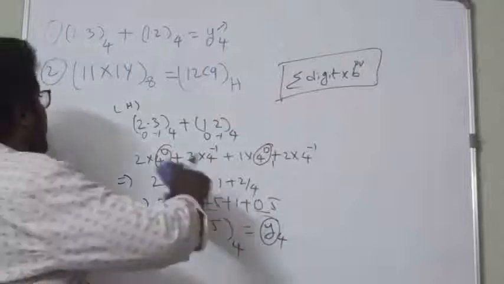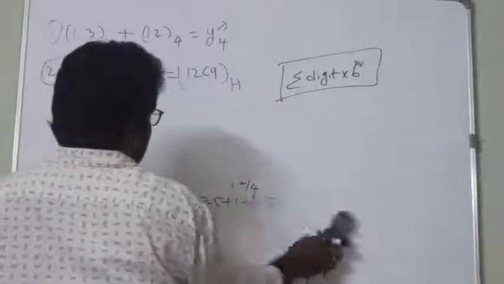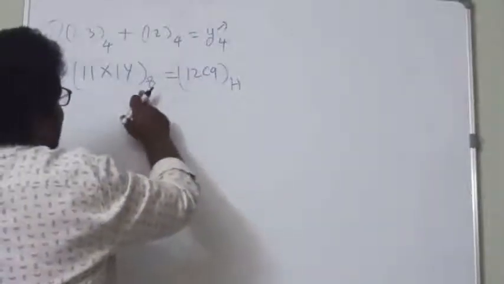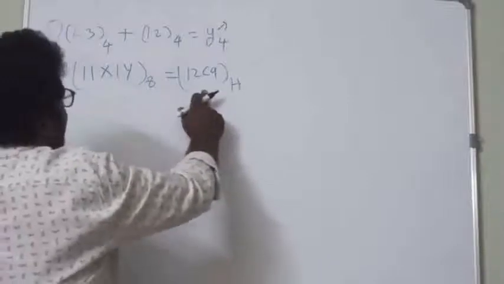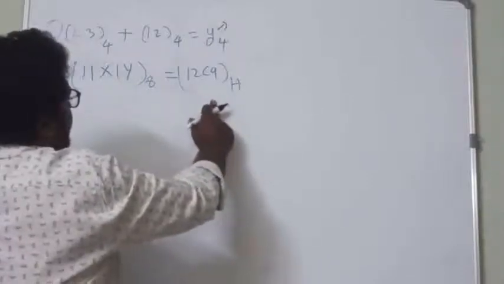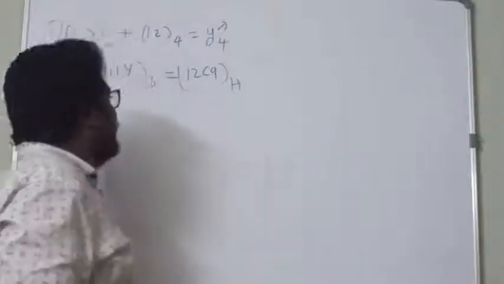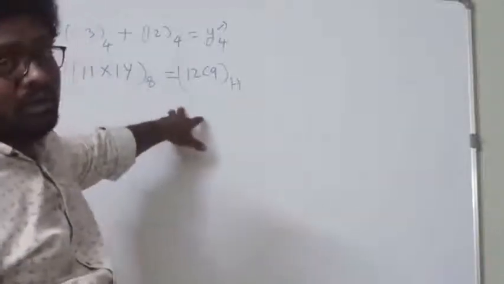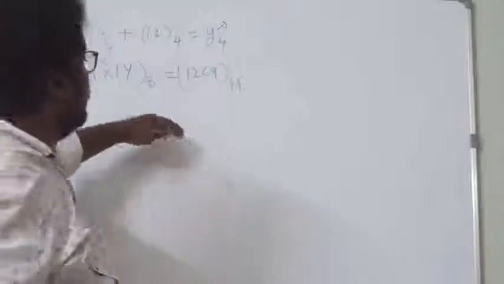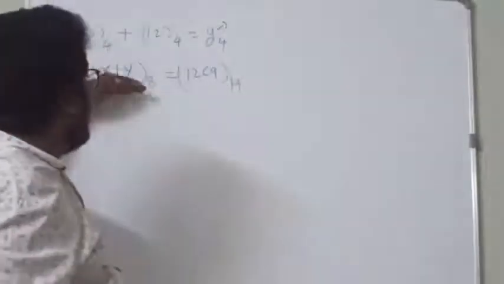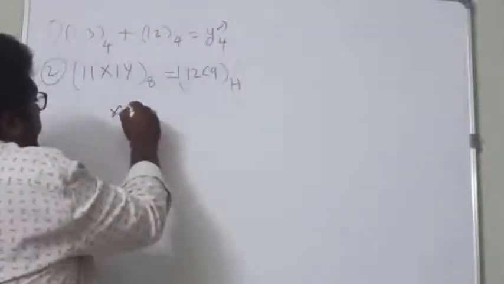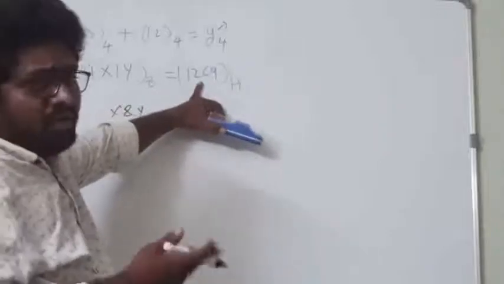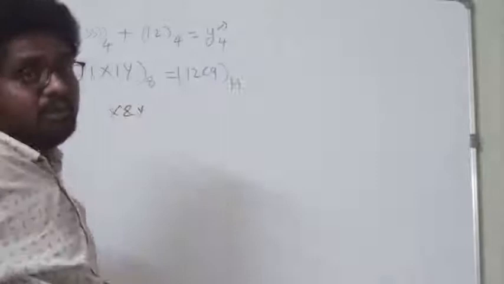Look at another example. Given is 11x1y, which is an octal number, and it is equivalent to 12C9, which is a hexadecimal number. So the second example is nothing but the conversion of a hexadecimal number to an octal number, or an octal number to a hexadecimal number. Here in the octal number we have two unknown values, x and y. But on the RHS side we do not have any unknown values. They are given directly. The 12C9 is a hexadecimal number.